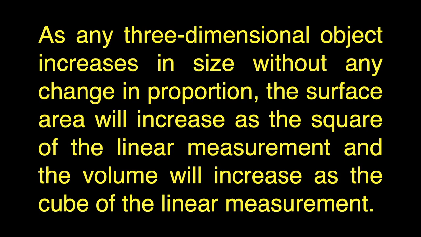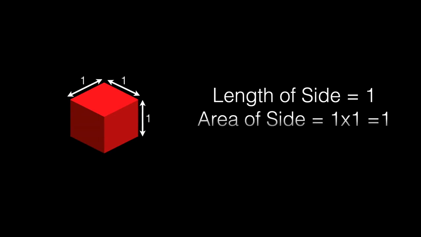Well, this still isn't very clear, so let's look at this with some demonstrations. Let's start with a cube with a dimension of 1. This could be inches or meters or even furlongs. It doesn't matter at this point. The length is 1, the width is 1, and the height is 1. With the length of the side equal to 1, the area of each side is 1 times 1, or 1 square unit. And the volume of the cube is 1 times 1 times 1, or 1 unit in volume.